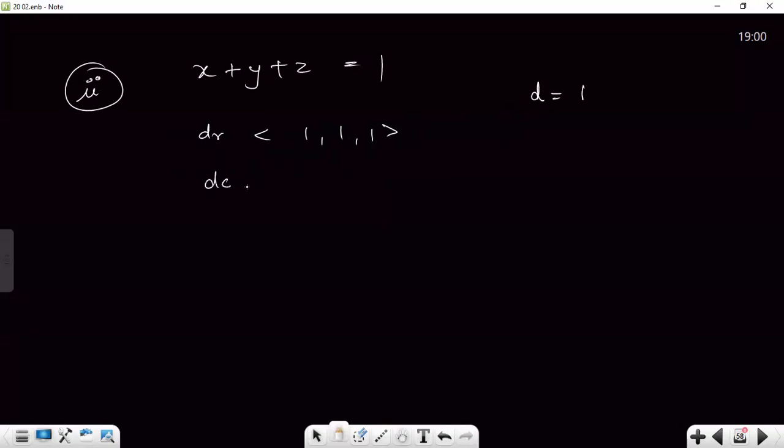Now let's find the direction cosines by dividing by the magnitude, the square root of 1 square plus 1 square plus 1 square. So the magnitude is 3, the square root of 3. So the direction cosines become 1 by root 3, 1 by root 3, 1 by root 3. Is this clear? How have I found the direction cosines?